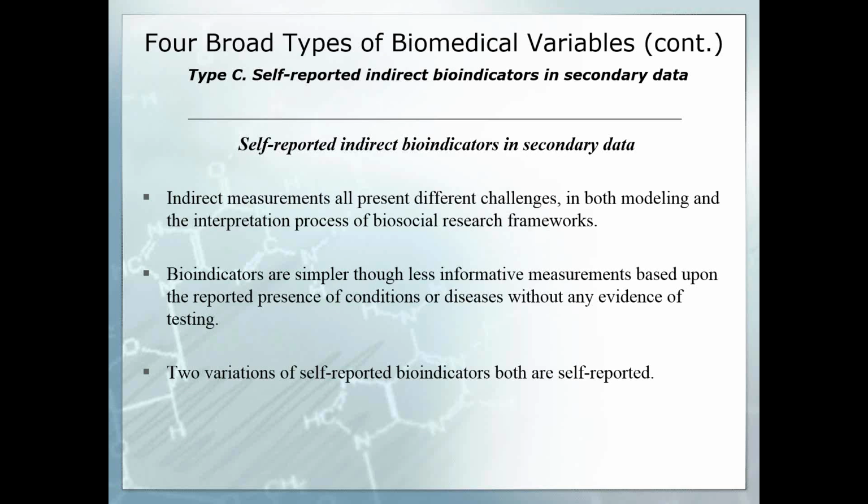These indirect measures all present different challenges, both in modeling and interpretation for a biosocial research framework. Bioindicators are simpler. They're easy to collect, but they're also less informative measures. They're based on reporting the presence of conditions or diseases without any evidence of testing confirming the existence of these diseases. Two variations of self-reported bioindicators are both self-reported information.